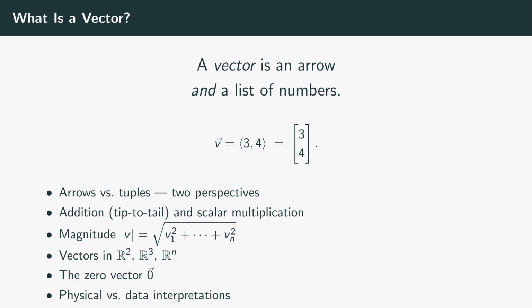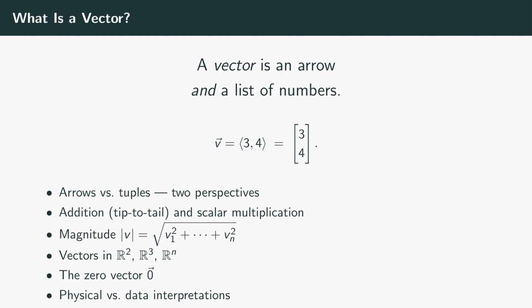It is an arrow with a length and a direction, the kind of thing you might draw to show a push or a journey. And it is also an ordered list of numbers, like the list 3, 4. These are not two different objects that happen to be related. They are the same object seen from two sides. The arrow is the geometric face, the list is the algebraic face. Almost everything we do in this course is translating between them.